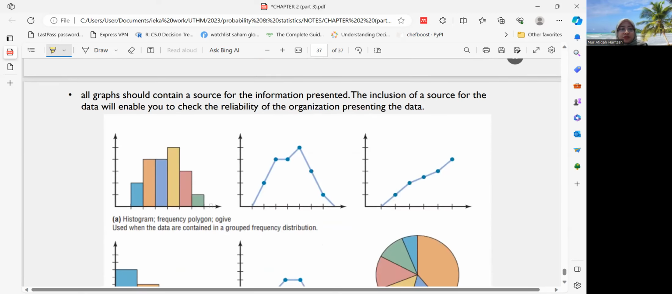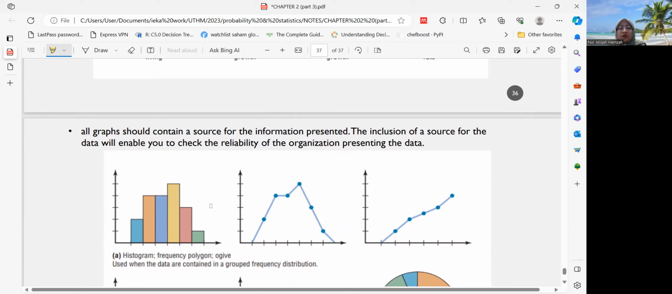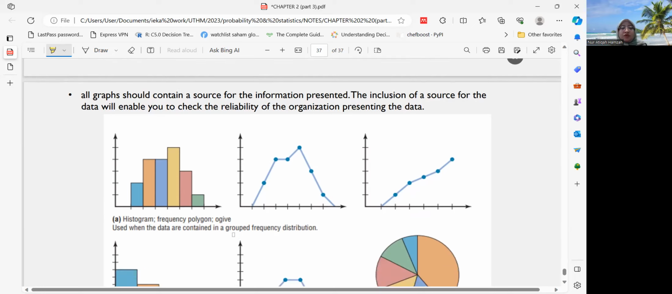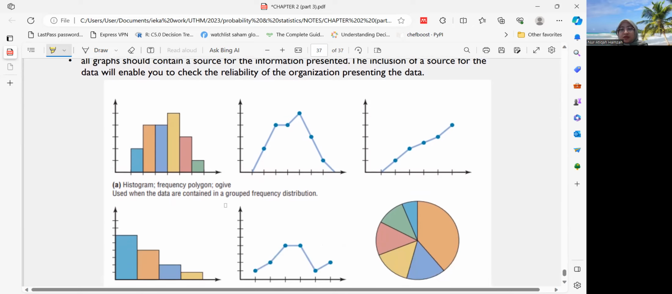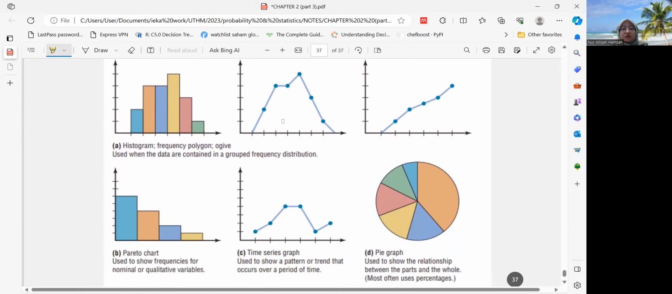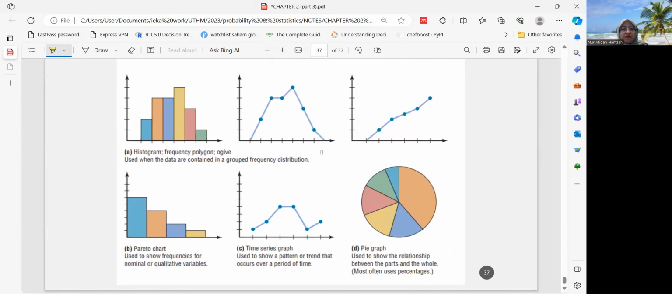So all graphs contain a source for the information presented. Sepatutnya graph ni ada information yang penting yang nak dipaparkan. So the inclusion of a source for the data will enable you to check the reliability of the organization presenting the data. So this is the summary of the data that you have learned.